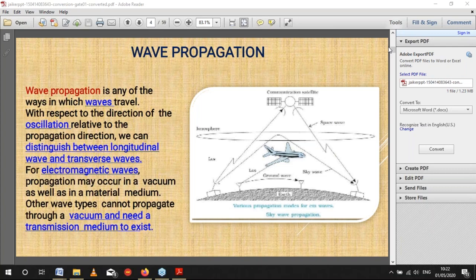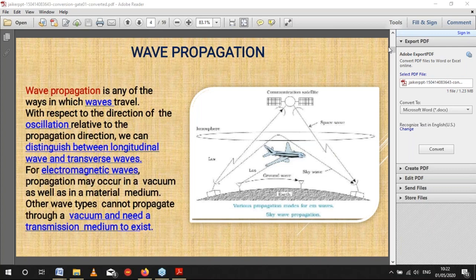Now let's look at the types of propagation. There are three types of propagation: ground wave propagation, sky wave propagation, and space wave propagation. So we have three types of propagation, which I just mentioned. Now let's look at them and establish the facts around them one after the other.